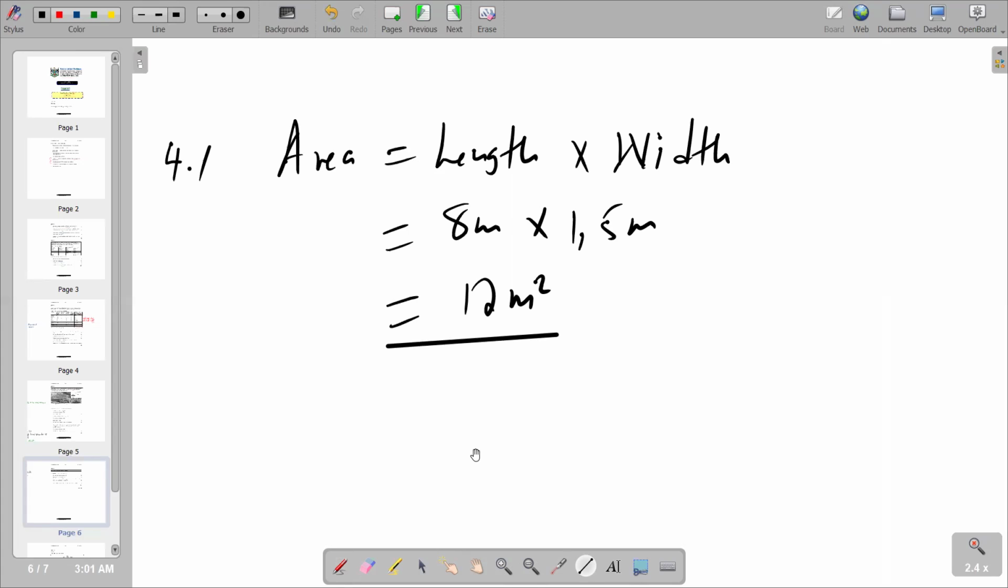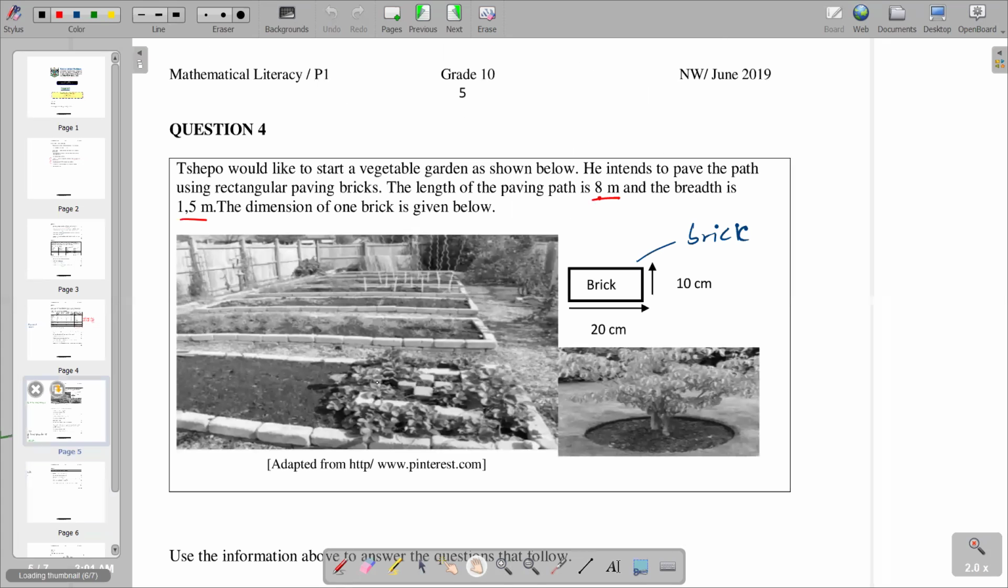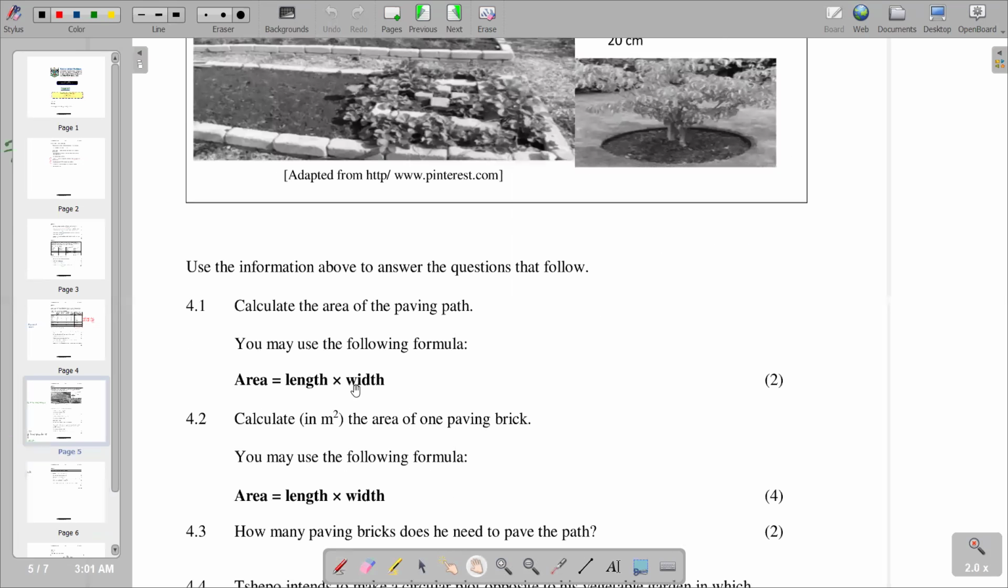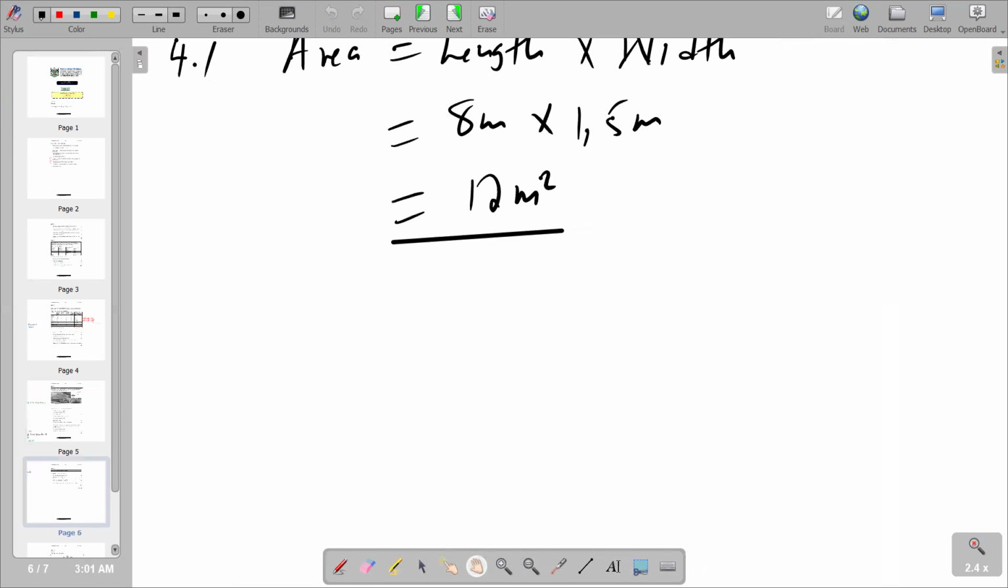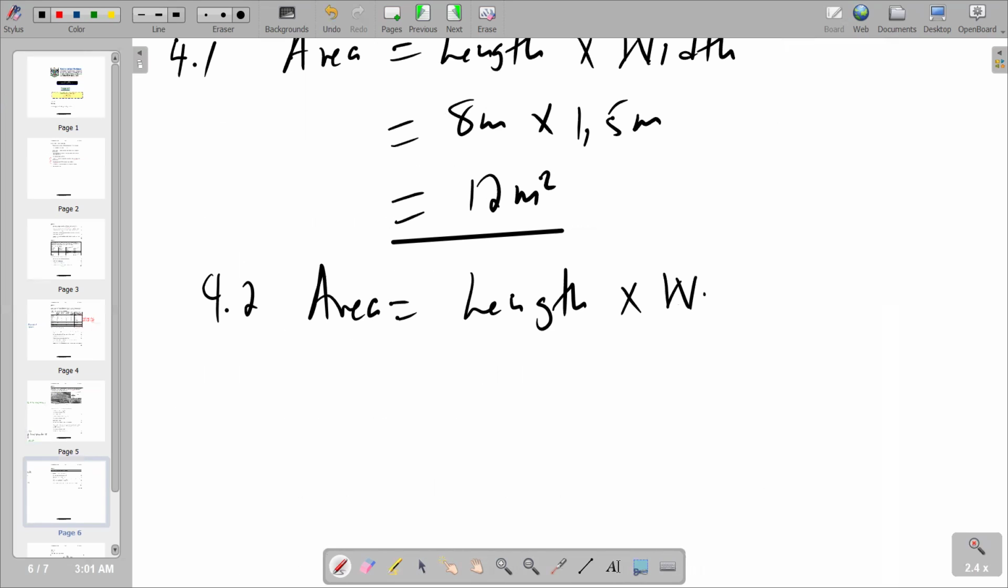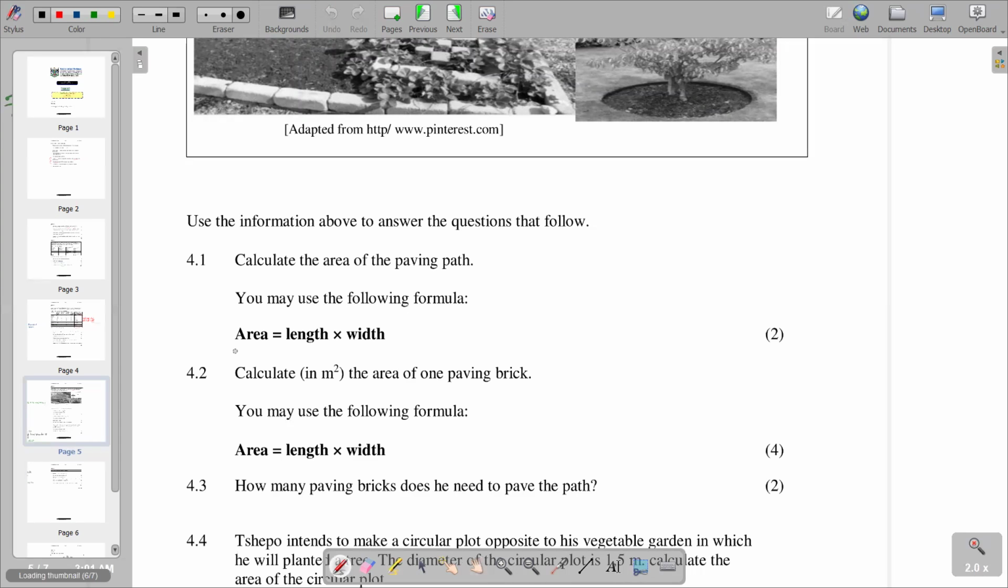So with that, we move on to the second part of our question, which reads, calculate in meters squared the area of one paving brick. You may use the formula area equals length times width. So 4.2 again, we have the same formula, area is equal to length times width. Of course, we check now in terms of the length, but there is an emphasis that we should calculate in meters squared, which means we should convert our measurements to meters.